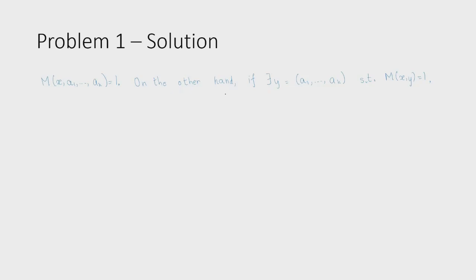So let's do this. On the other hand, if Y is such that M outputs 1, consider a prover P such that V's interaction with P on input X is A1 to AK. Such a prover can be easily constructed. All it does is hardwire A2, A4, A6, and so on into it. So consider this prover. Now, what would this prover do?